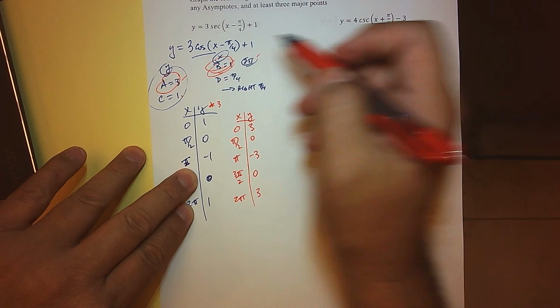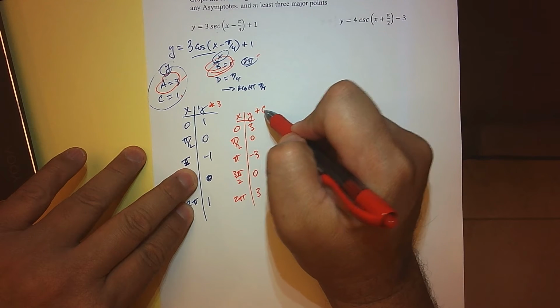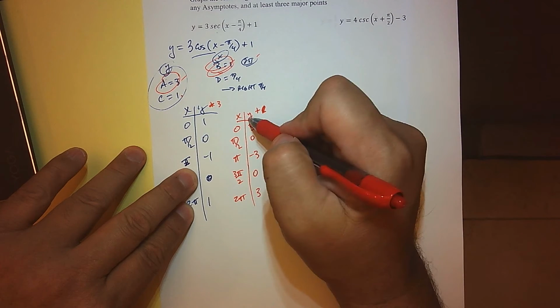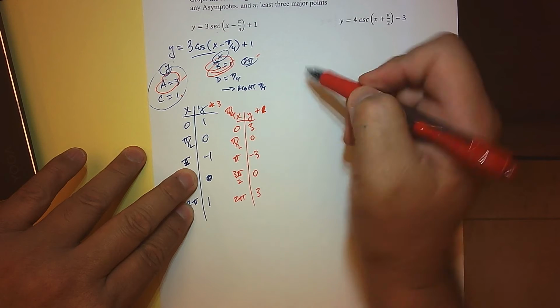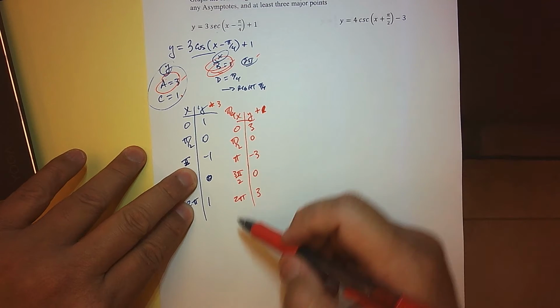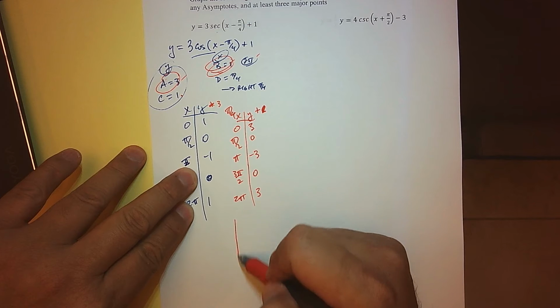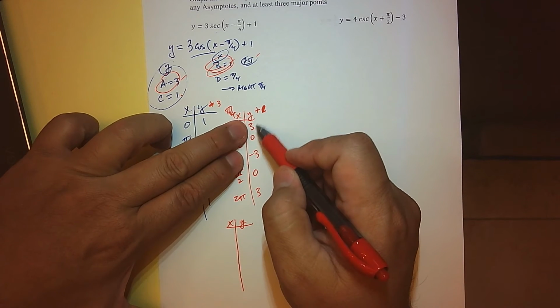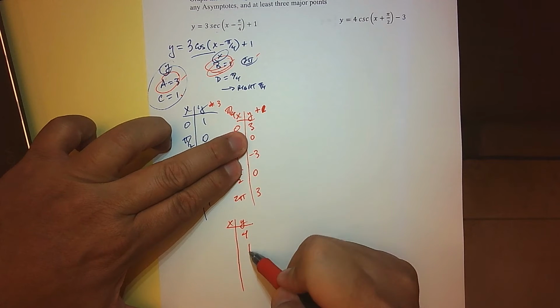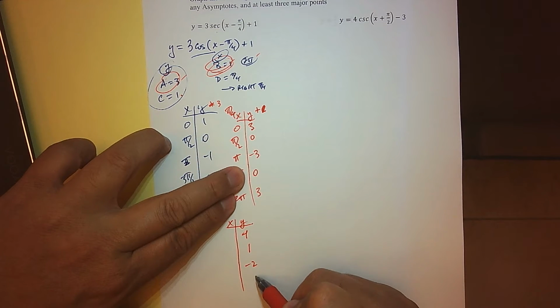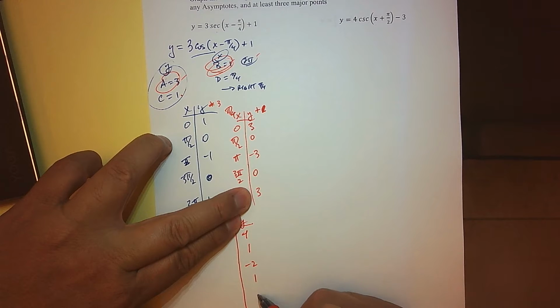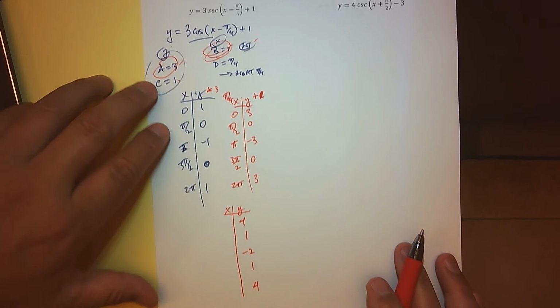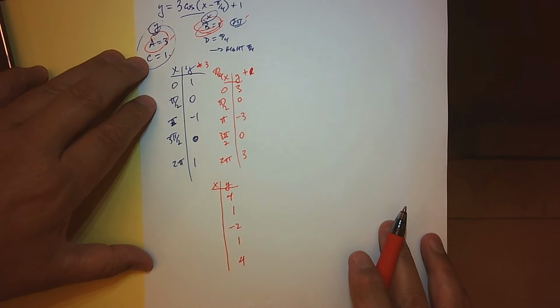For c, we're going to take all our y values and add c. We're going to add 1. And we're going to take all our x values and add pi over 4. And so that's going to create a new data set. Let me bring it down here. If we add 1, we're going to get 3 plus 1 is 4, 1, negative 2, 1, and 4. So that's my y values for that corresponding data set.